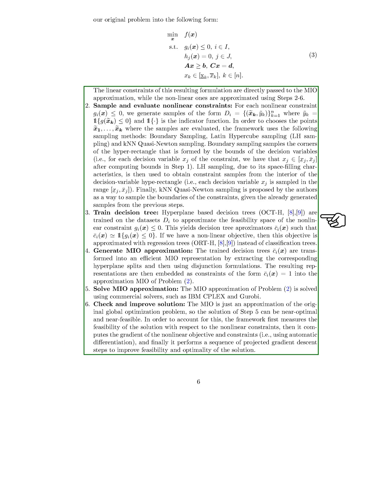After determining the variable limits, we rewrite our original problem into a new form. The linear constraints of this new formulation are directly passed to the MIO approximation, while the nonlinear ones are approximated using the following steps.